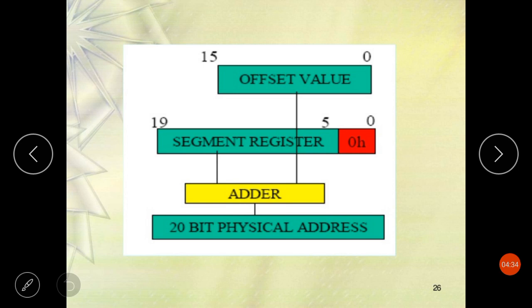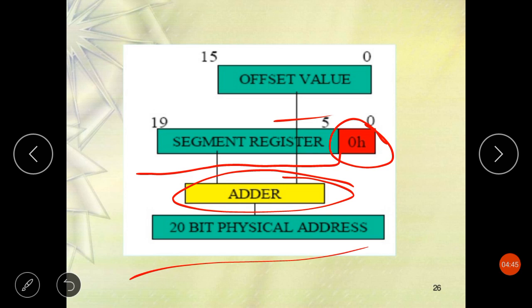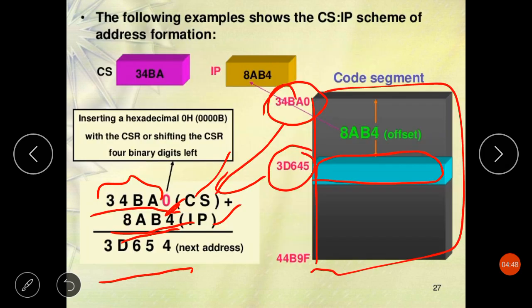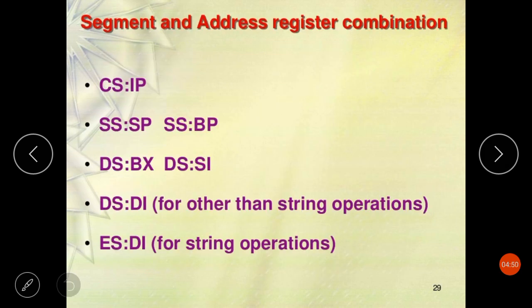Again, the same thing has been shown here. The segment register value has been shifted by 4 positions to the left and zeros have been inserted. After adding the offset and segment register using the adder, you'll get the 20-bit physical address. As I was telling you, every individual segment needs a segment register and an offset register. For the code segment, the starting address is given by the code segment register and the offset is stored by the instruction pointer.